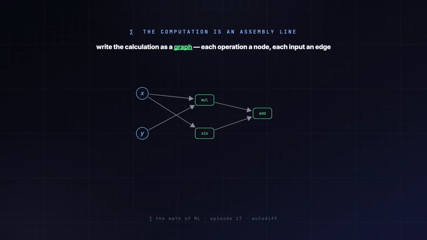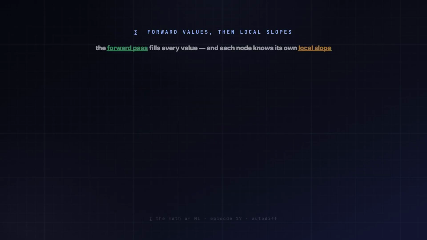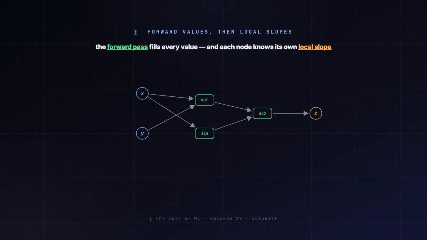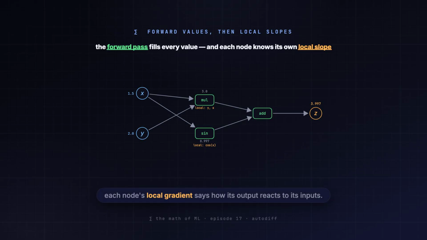Write that line down and you have a graph. Stations are nodes, the belts between them are edges. Run it left to right and every node records its output. That's the forward pass. Now here's the trick. Each node also knows its own little derivative, how its output reacts to its inputs. Call those the local gradients.